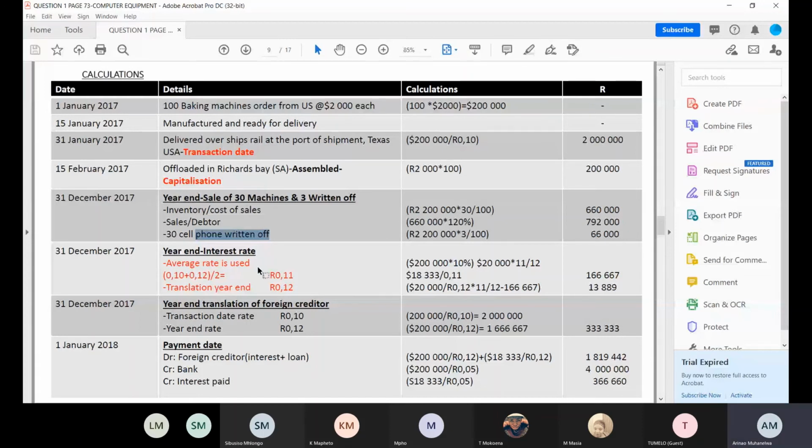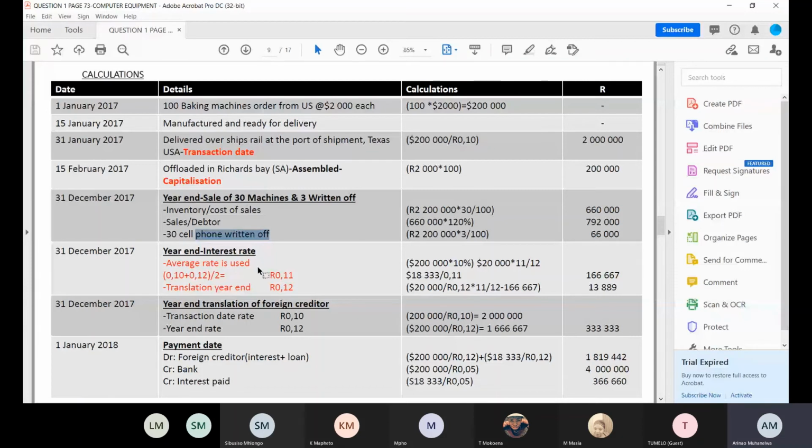So this is the average rate, and our year-end spot rate was 0.12. Now we need to determine whether we have a gain or a loss. In this case, at year end our spot rate was 0.12, and at the average one it was 0.11.